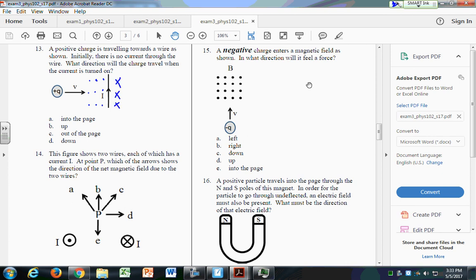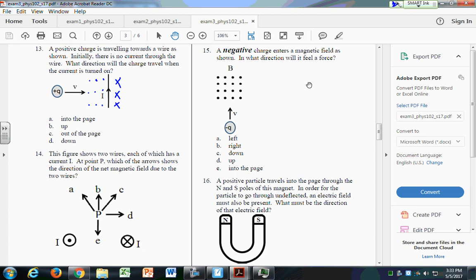And now I have my V going to the right. My finger's in that direction. B is out of the page, or if you want to think of it as folding towards B, that's fine. And then my force is going to be down. Recognize that this is a positive particle, so this particle will move downwards.